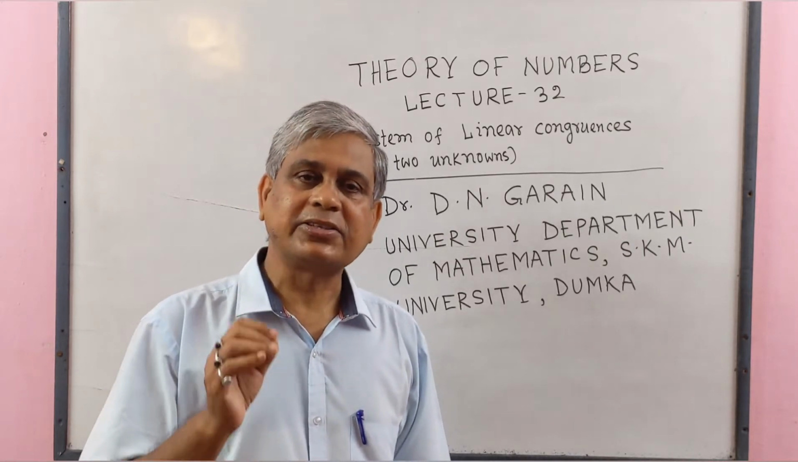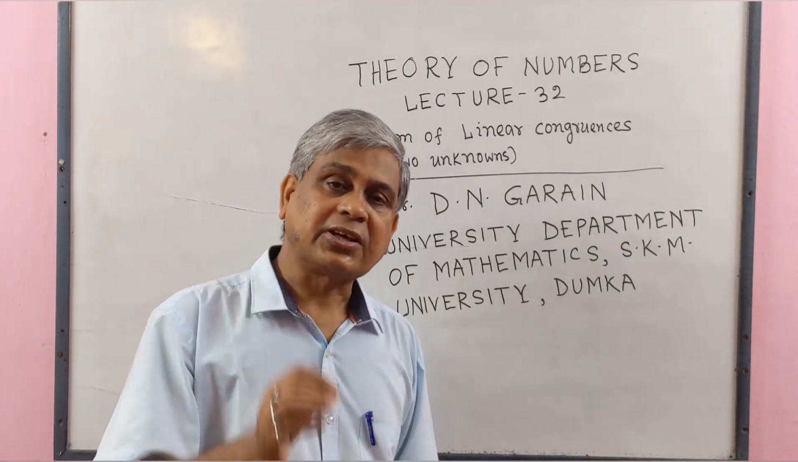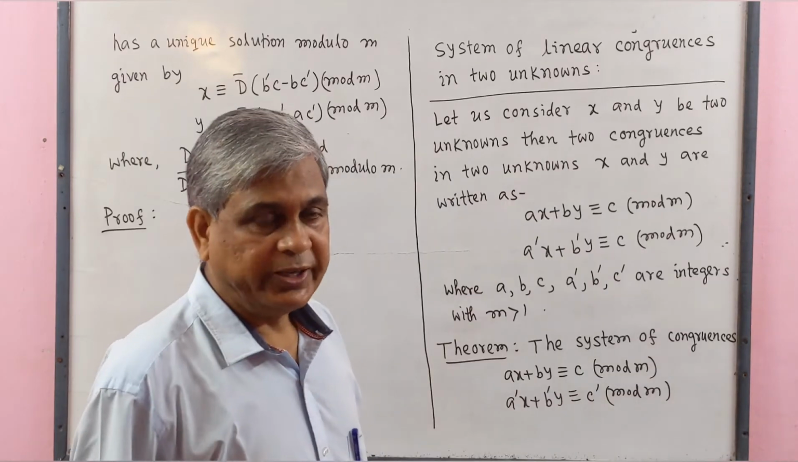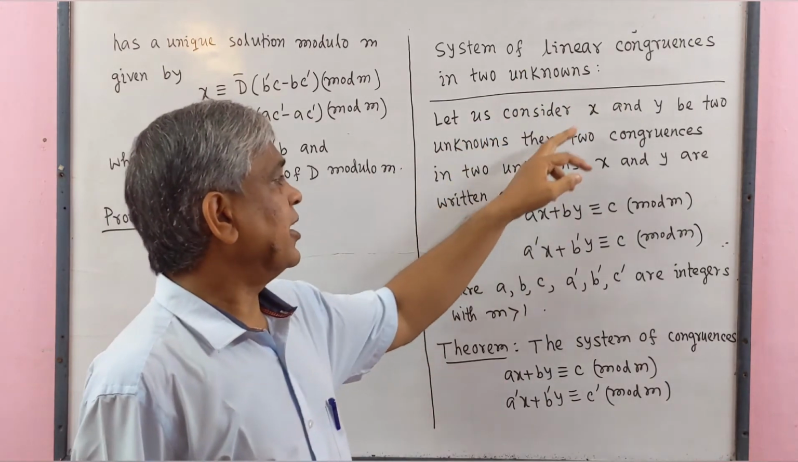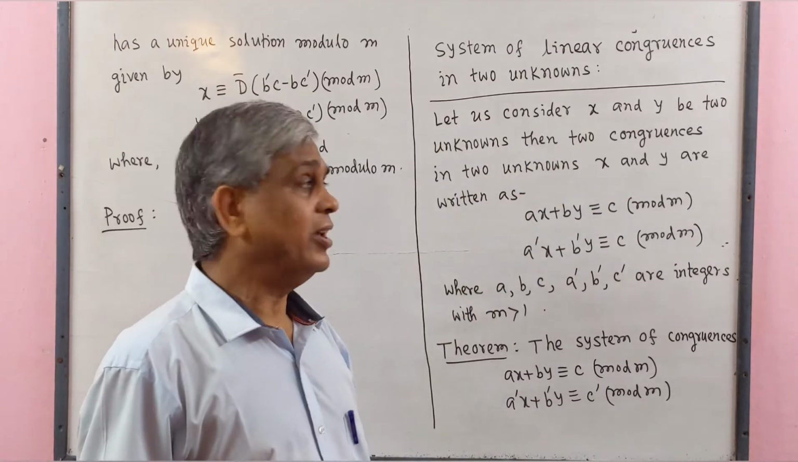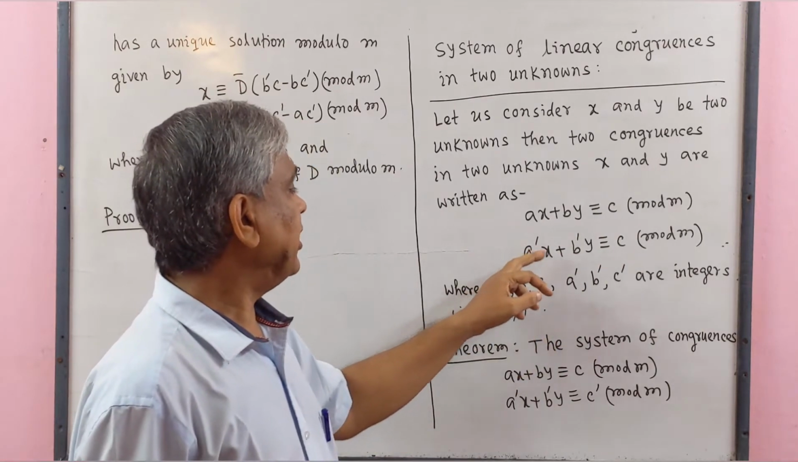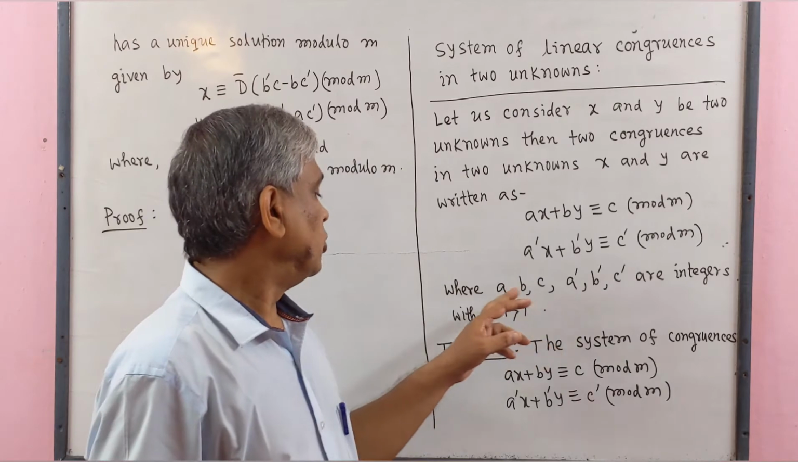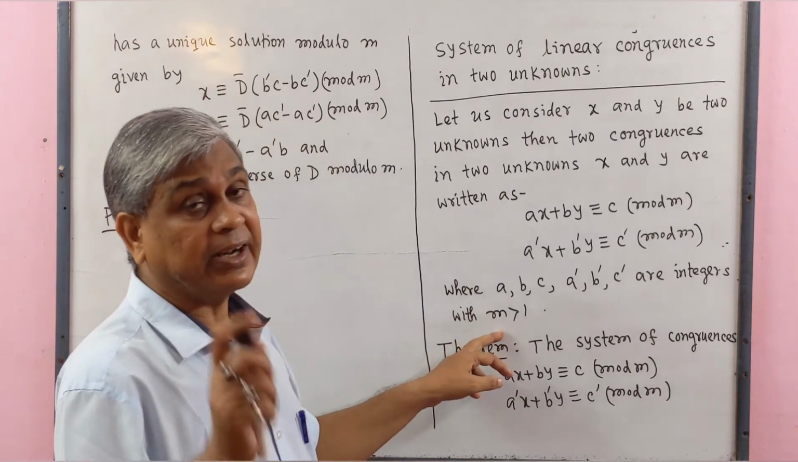Today I will deliver lecture on theory of numbers, lecture number 32, in which I will discuss system of linear congruences in two unknowns. Now we define system of linear congruences in two unknowns. Let us consider x and y be two unknowns. Then two congruences in two unknowns x and y are written as ax plus by is congruent to c modulo m, a prime x plus b prime y is congruent to c prime modulo m, where a, b, c, a prime, b prime, c prime are integers with m greater than 1.